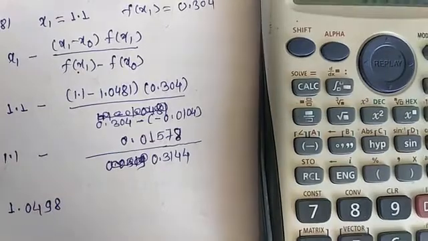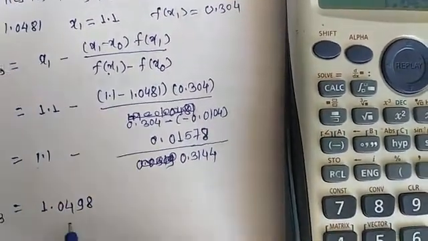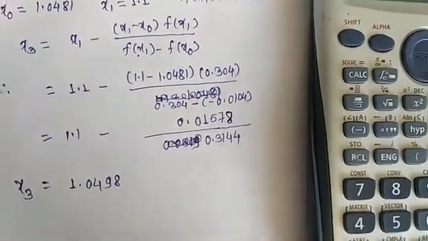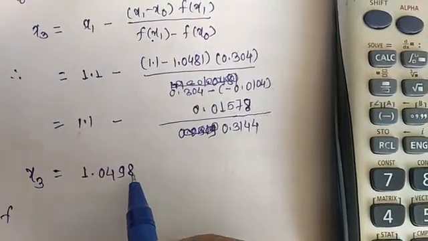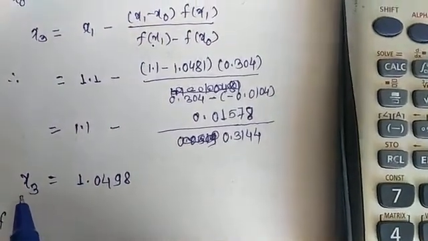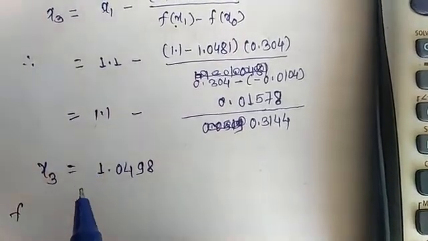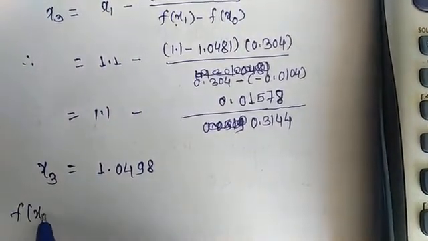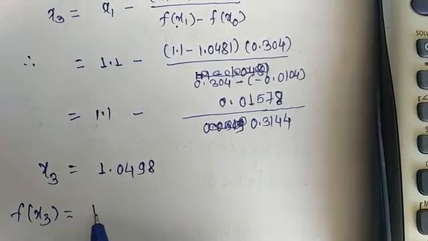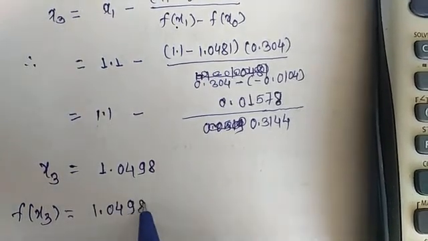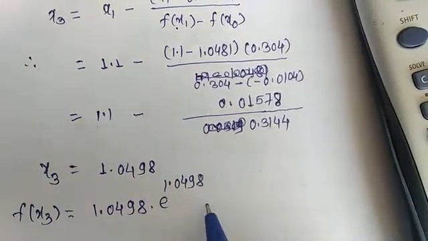Okay, now we have to check whether the value 1.0498 is positive or not, that is, whether x3 is a root or not. That means it is 0, negative, or positive. So f of x3 will be 1.0498 times e raised to 1.0498 minus 3.